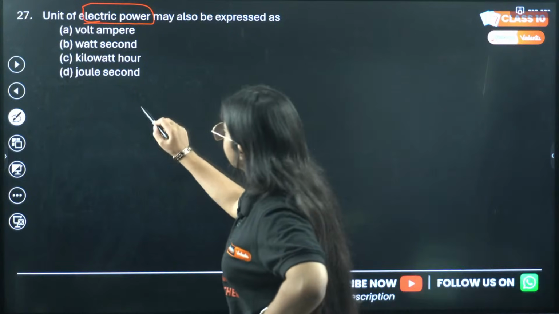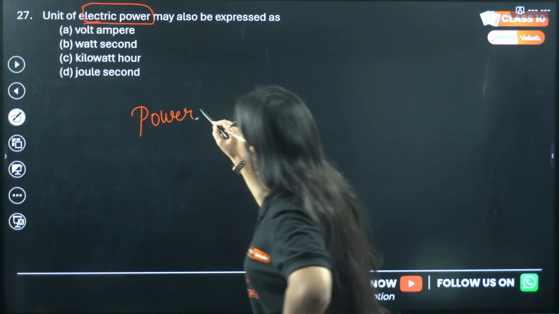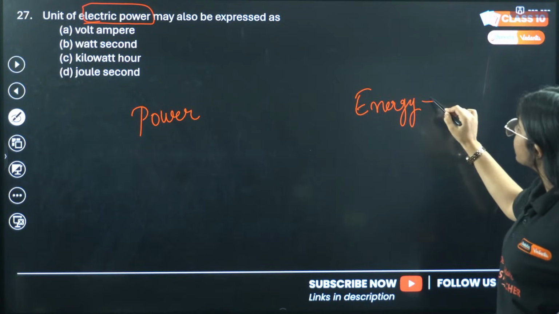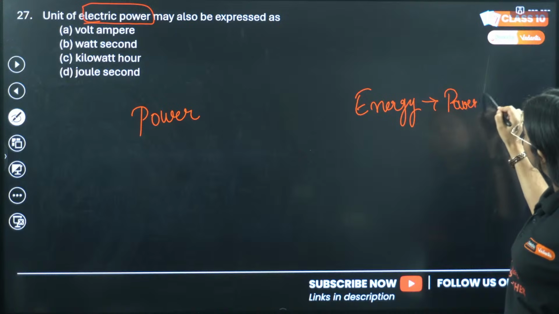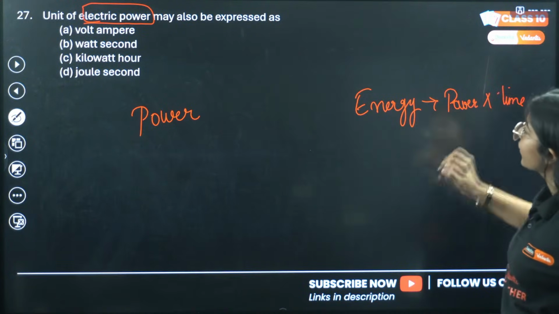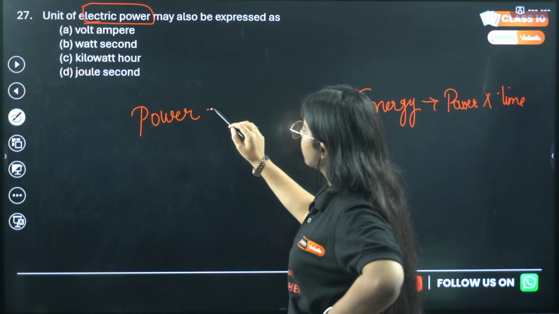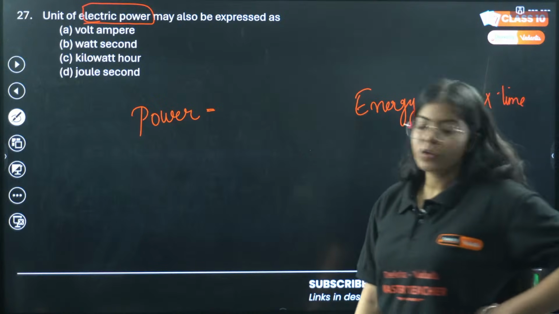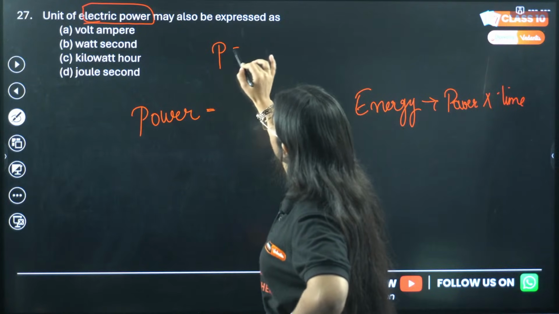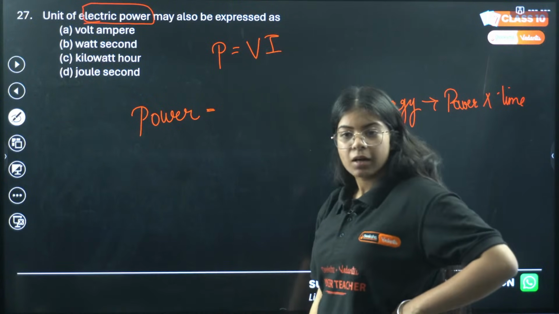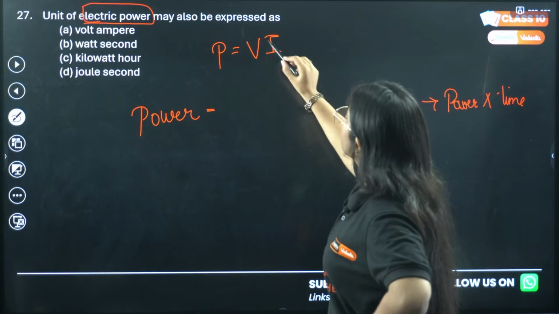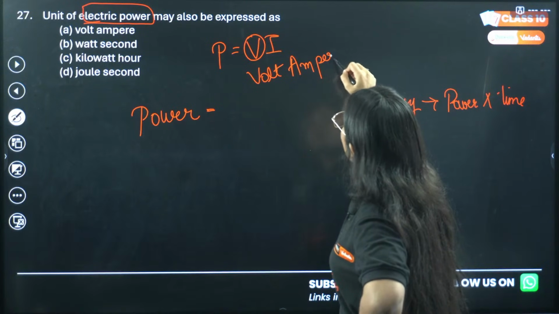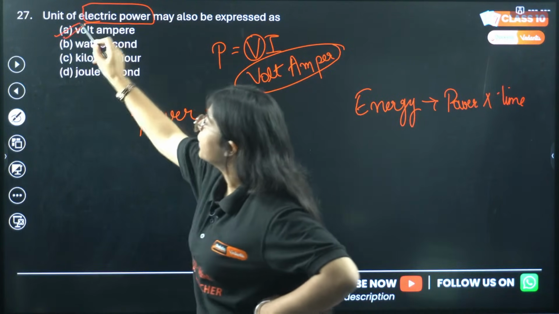Okay, there are two things, correct? This is power and then this is energy. Don't get confused between these. Energy is actually power into time, correct? Everyone is saying A, C. Okay, let's see. Power P is actually given by voltage into current, correct? So voltage is volt, current is ampere. So actually the correct option is volt ampere. Understood?